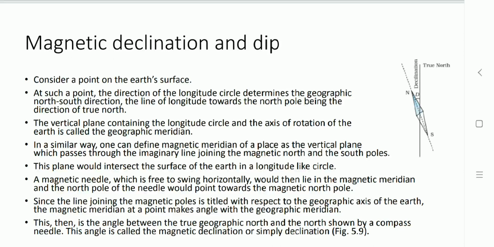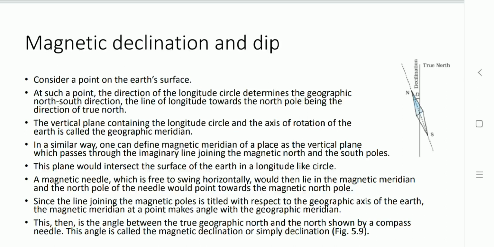So the longitude towards the north pole is the actual north direction. Based on that we can also get the south pole direction. So the vertical plane containing the longitude circle and the axis of rotation is known as the geographic meridian. In this way, one can define a magnetic meridian also. The magnetic meridian of a place is a vertical plane which passes through an imaginary magnetic north-south line.